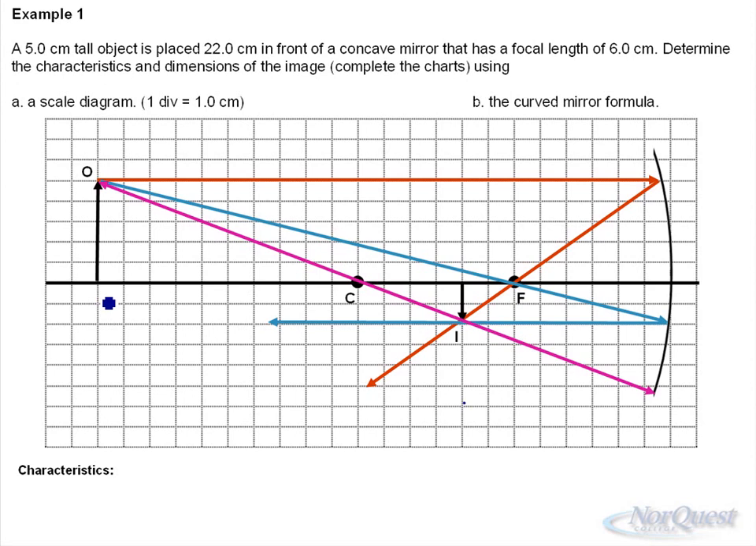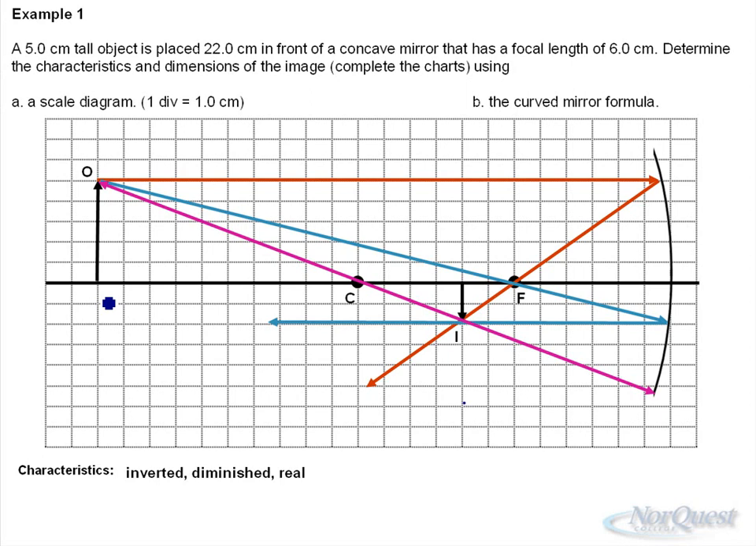If I was to list the characteristics of this, it's inverted, meaning it's upside down. It's smaller than the original, so diminished, and it is real because it's not behind the mirror, it's in front of the mirror, so the image is real in this case.